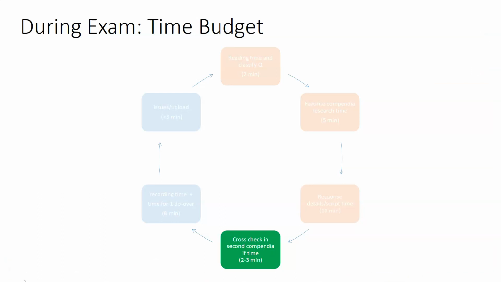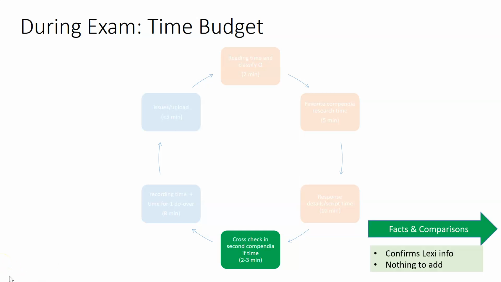My final step, if I happen to have any time left out of my budget before I start my recording, would be to cross-check in a second compendia if I have time. So as mentioned and shown earlier, if I had chosen Facts and Comparisons as my second cross-check, I would have seen that it confirmed basically everything I found in Lexicomp, and there was really nothing new or different to add.